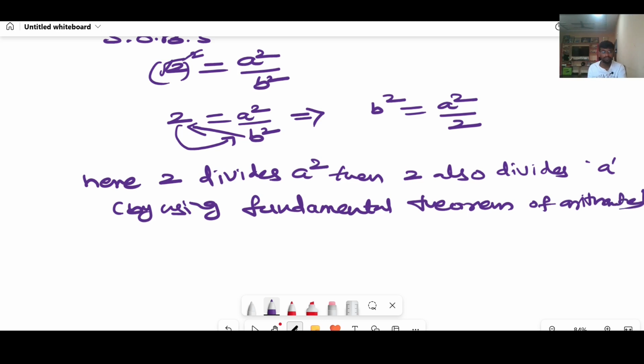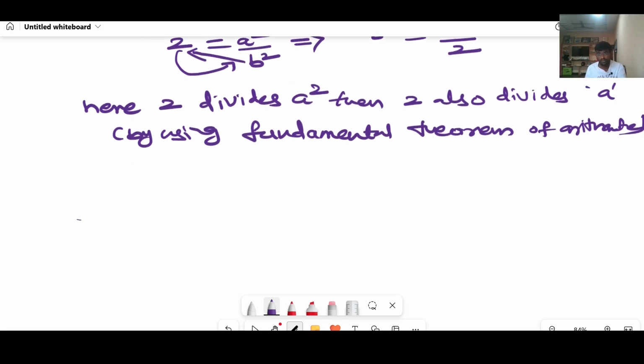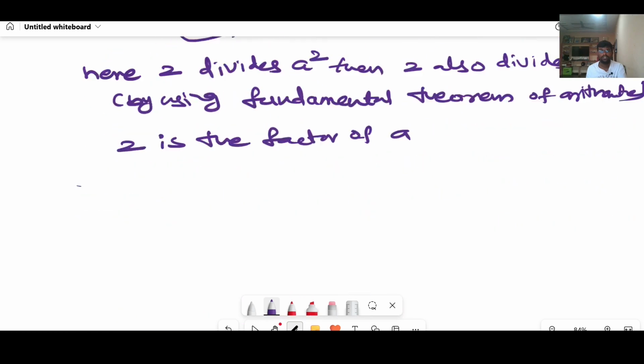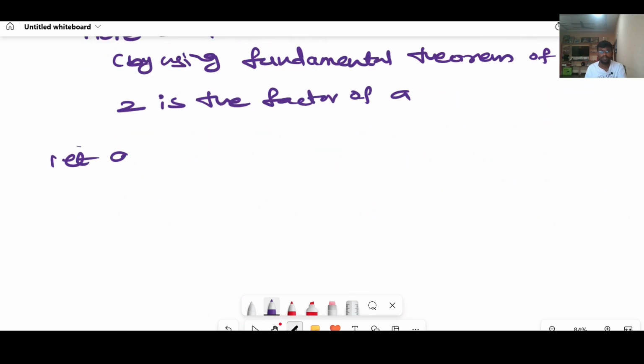Right now, therefore if 2 divides a, 2 is a factor of a. Now again, let a equal to 2c. I will explain why I'm assuming a equal to 2c. We know that b square equal to a square by 2, right?